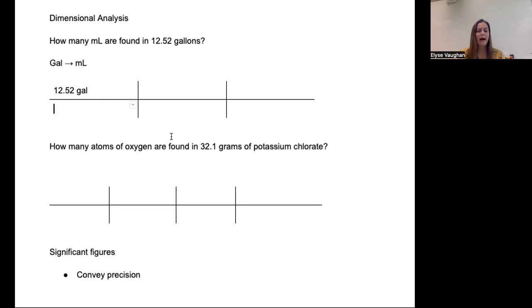So now I don't know a conversion factor from gallons to milliliters, but I do know a conversion factor from gallons to liters. And you might have to look these up sometimes. Most of the time, we're going to be using conversion factors that we know or conversion factors that we can calculate, like molar mass. Occasionally, we'll have to look them up. So if you had to look this up, you might find that 1 gallon equals 3.785 liters. So our next question is going to be, what do we need to put on the top and what do we need to put on the bottom?